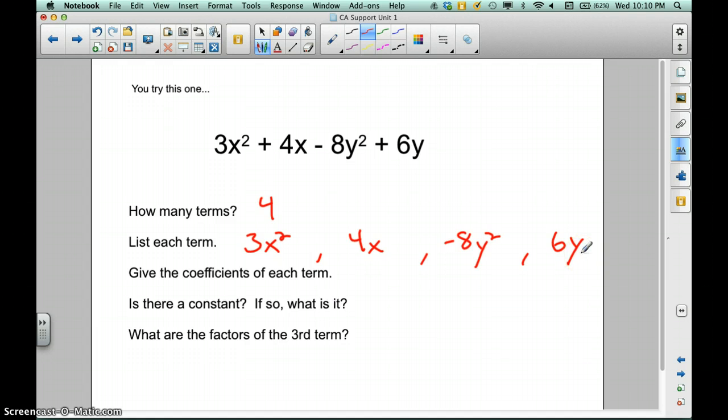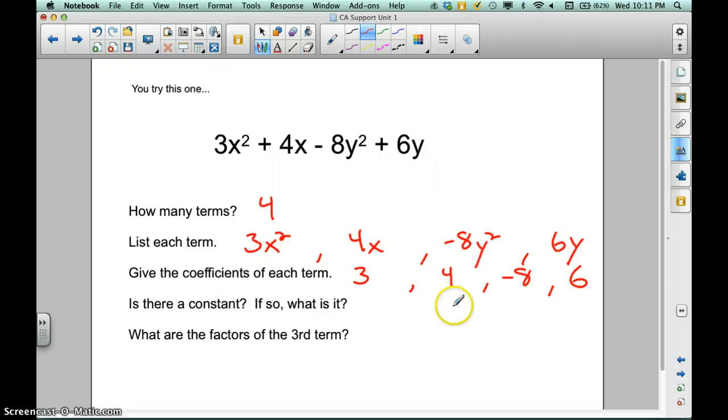You could be asked to name just one of these. The coefficients of each term. For the first term, it's 3, because that's what's in front of the variable, the x, in this case x squared. For the second term, the coefficient is 4 because that's what's in front of the x. For the third term, don't forget the negative. The third term's coefficient is -8, and the fourth term is +6. Now these are just the coefficients, the numbers in front of the variables.